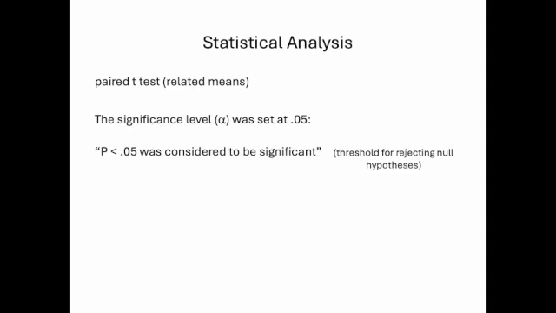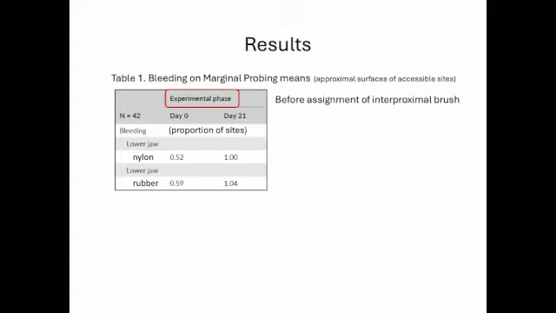We know that they used a significance level of 0.05 or 5% because they say p less than 0.05, so the p-value less than 0.05 was considered to be significant. So that's their threshold for rejecting. When we get to the results tables, the first table, they're going to show you the experimental phase. This is before the device has been assigned. So they're labeling it the nylon and the rubber, but it hasn't yet been assigned. So they're doing that retroactively, putting nylon and rubber there because no device has been used.